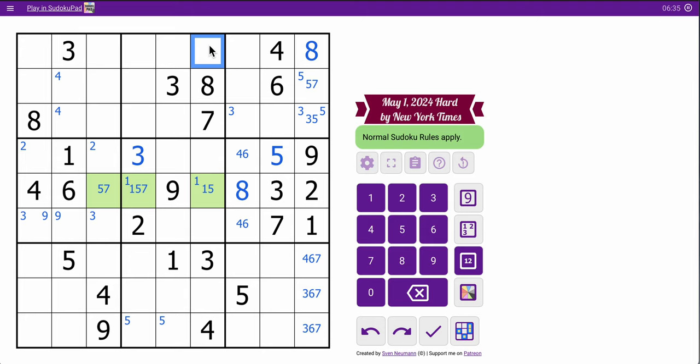Okay, so 4, 5, 6, 8 in column 7. I need 1, 2, 3, 7, 9.